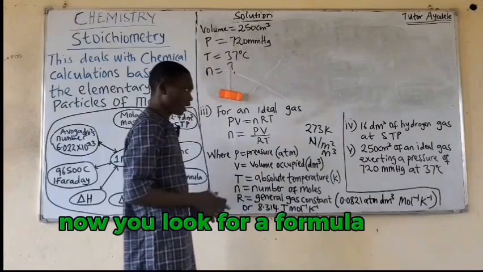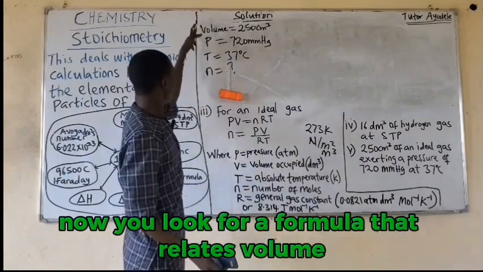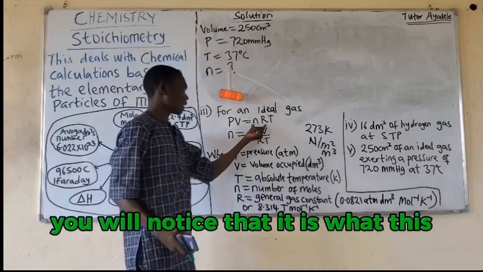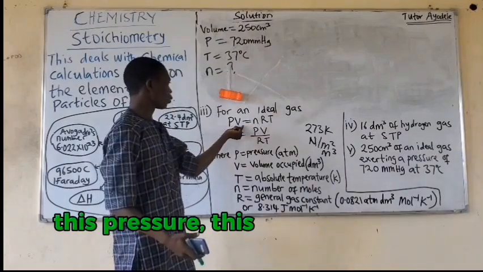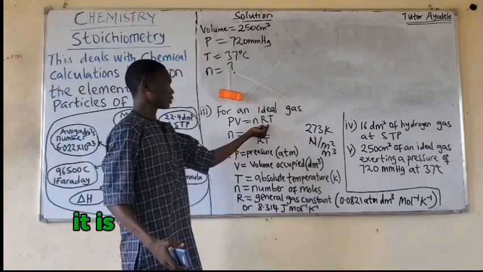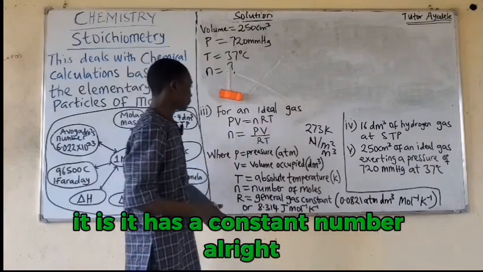Now you will look for a formula that relates volume, pressure, temperature, and numbers of mole. You will notice that it is what? The ideal gas equation. This is pressure, this is volume, this is numbers of mole, and this is temperature. This is constant. It has a constant number. All right.